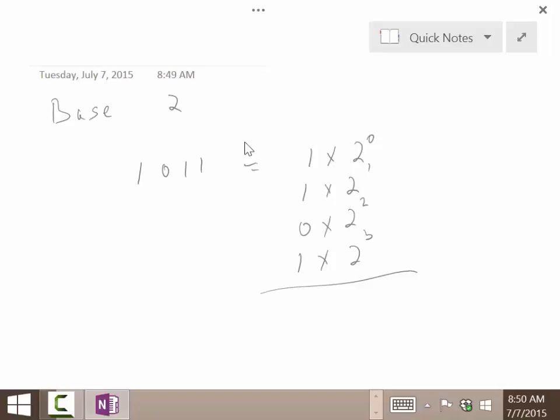And that is going to be equal to 1 plus 2 plus 0 plus 8. So that's going to be 11. That's what that number is. Right there. So that's how a basic numbering system would work, how we would convert that.